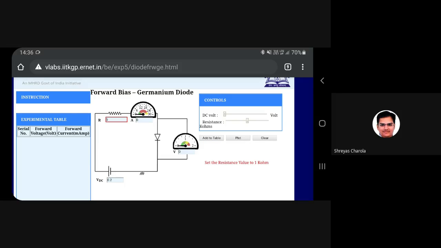One kilo ohm, put it 1 kilo ohm. It's in the kilo ohm, so in the previous we put as 1,000. Now the 1 kilo ohm, okay. Now go on increasing. Don't go directly to 1.15. See, the point from where you get the current, that is what you need to observe. Point 3. From the point 3 itself.